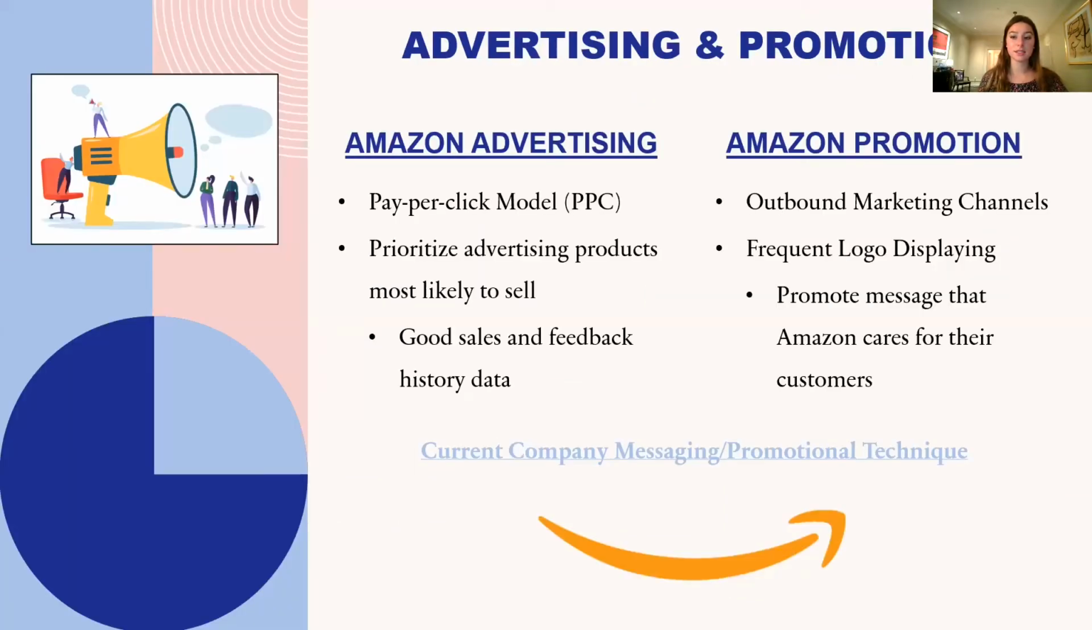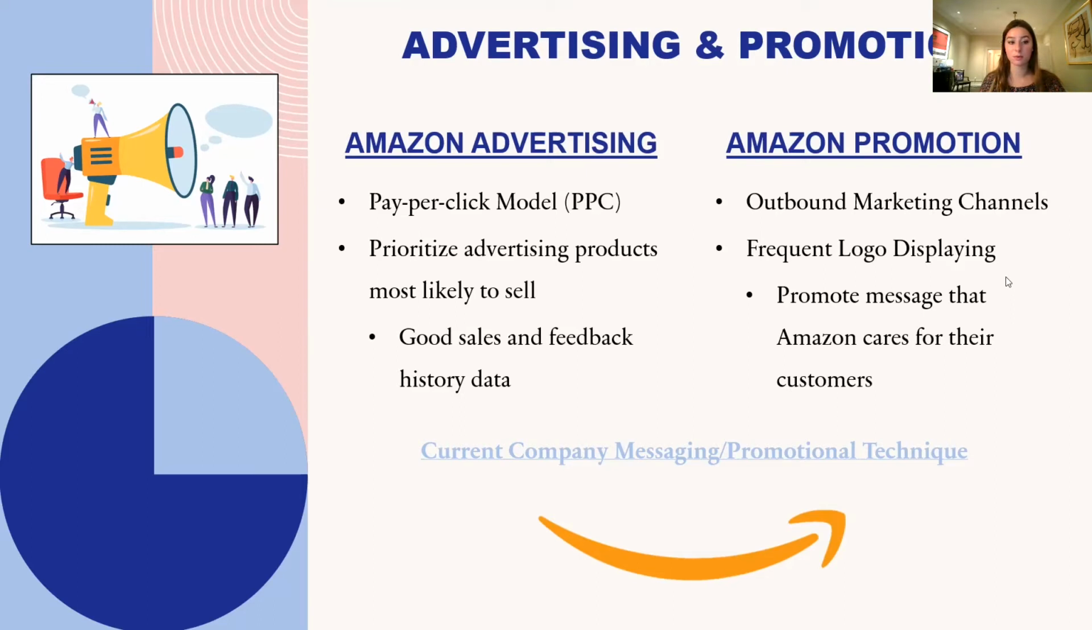So, Amazon's advertising and promotion. For Amazon advertising, they use a pay-per-click model, which means that sellers create ads for their products and then Amazon charges the sellers each time a potential customer clicks on or views their ad. They use the pay-per-click model because it generates revenue and also insightful consumer data, because it shows what products are popular and what customers tend to be clicking on. And they prioritize advertising products that are most likely to sell, which they determine by looking at which products have good sales records and a good feedback history.